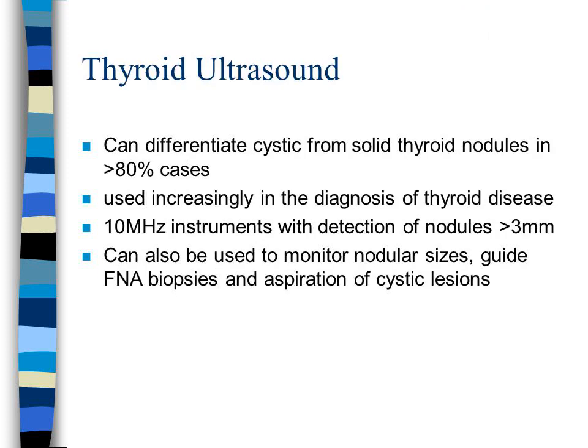Thyroid ultrasound can differentiate cystic from solid thyroid nodules in greater than 80% of cases. Used increasingly in the diagnosis of thyroid disease. 10 MHz instruments can detect nodules greater than 3 mm. Can also be used to monitor nodule sizes, guide FNA biopsies and aspiration of cystic lesions.